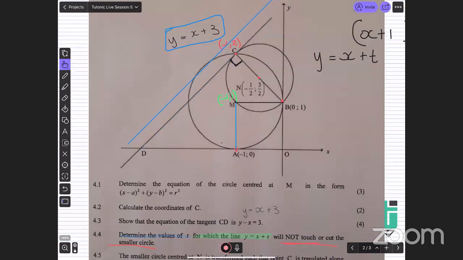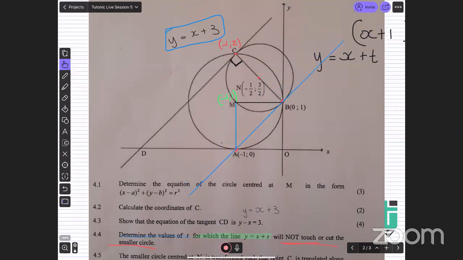Do you guys see that? So when t is 3, it touches. But when it's greater than 3, it doesn't touch. Now, you guys see that? What about when t is smaller than 3? It still touches and cuts through the circle, till the point B.